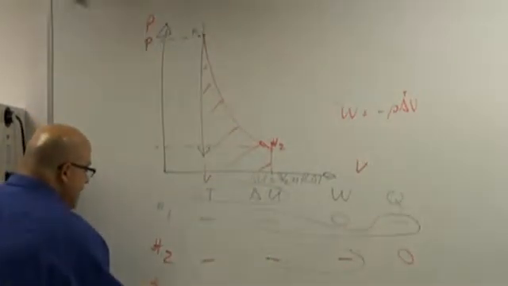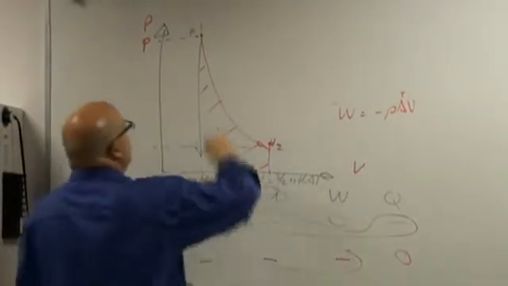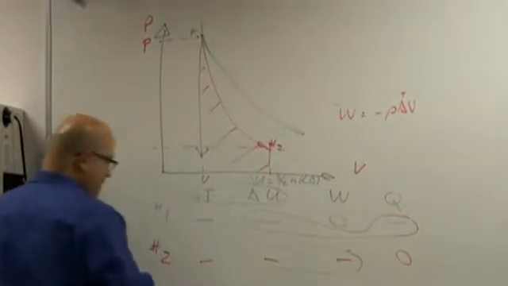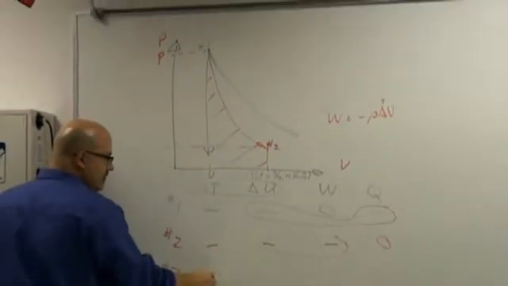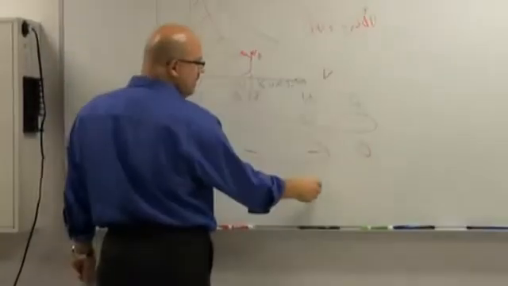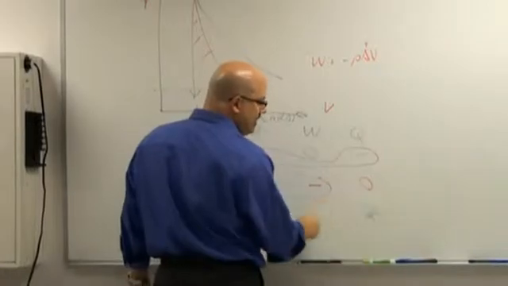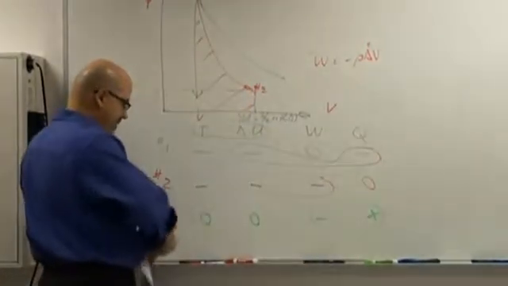Okay, number 3. Let me do a different color. Number 3 looks like this. Temperature, 0. 0, because it's an isotherm. So therefore, 0 here. Work is negative. Therefore, Q is positive, and these two are the same.